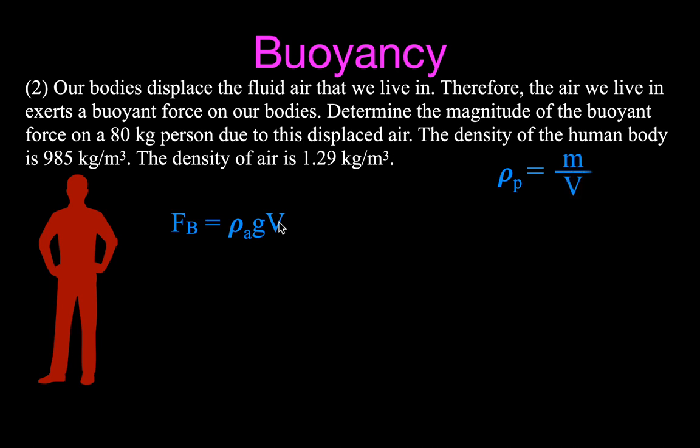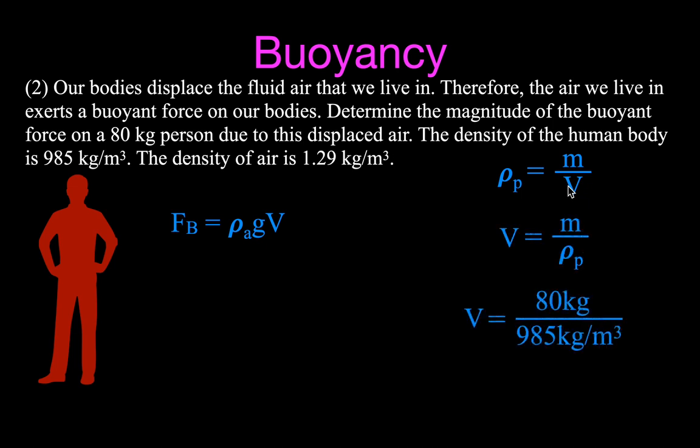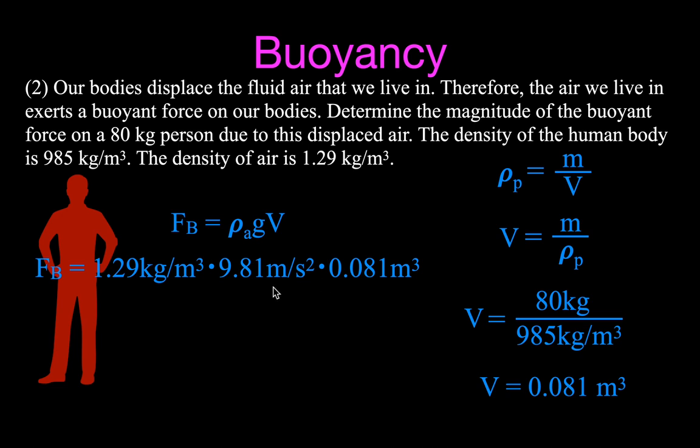So you can get the volume of a person from the density equation. The density of a person is equal to the mass divided by the volume. The volume would be the mass divided by the density, and that's 80 divided by 985 kilograms per meter cubed. You can see the kilograms cancel. You're left with 0.081 meters cubed. We can plug that into this equation, which is the density, the acceleration, and the volume, and you get that the buoyant force, your weight really, decreases by 1 Newton when you're an 80 kilogram person, approximately.